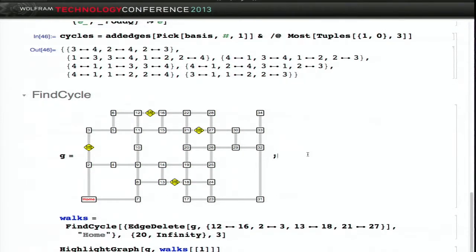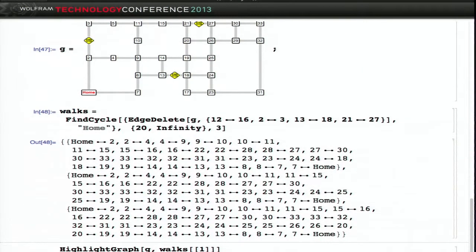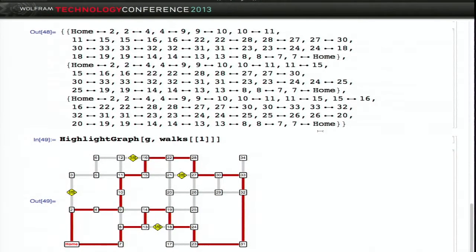So if you take the neighborhood, these are the houses, and the yellow ones are the bad roads you don't want to pick. You can ask for all the possible walks so that you can walk your dog, and then you can visualize one. So every morning you can wake up, run mathematics, and pick the right road you want to walk your dog. So that's find cycles.